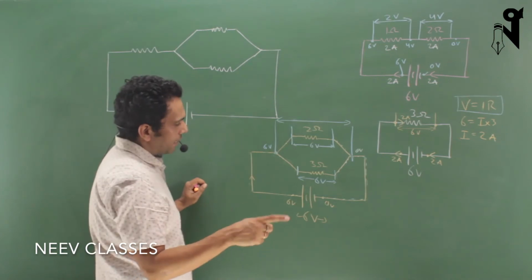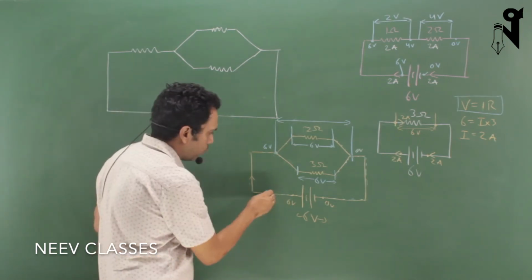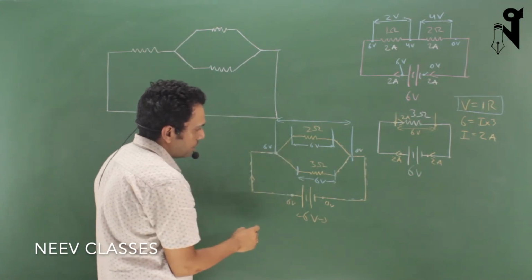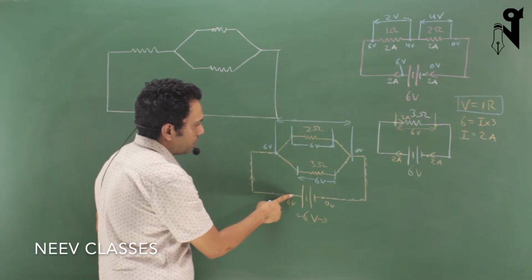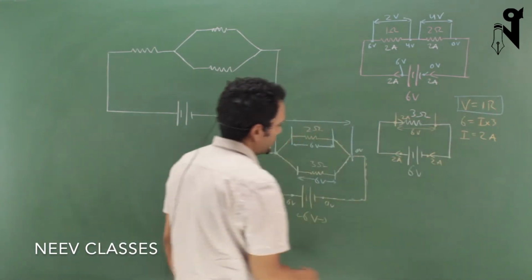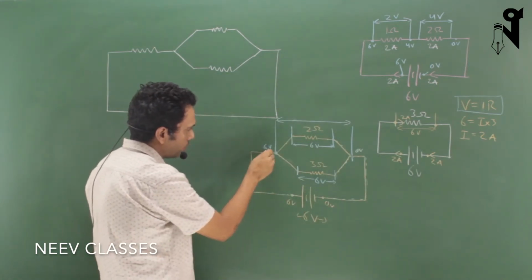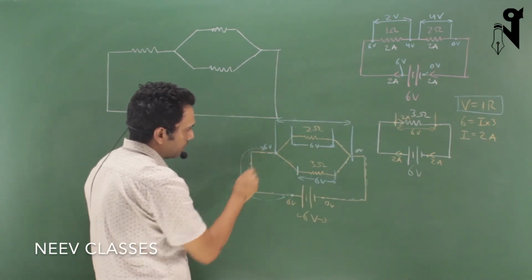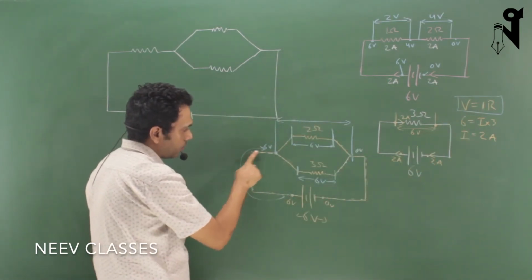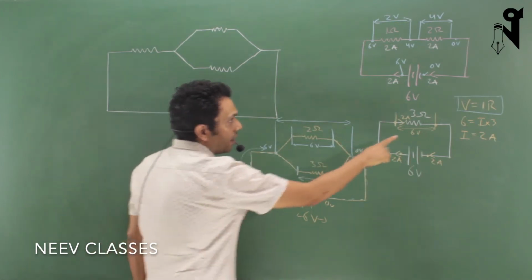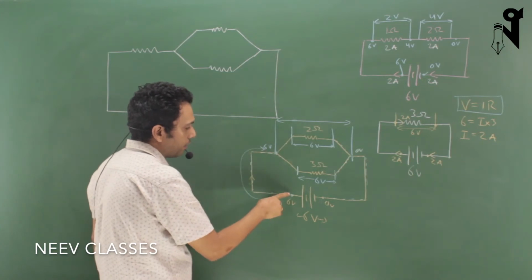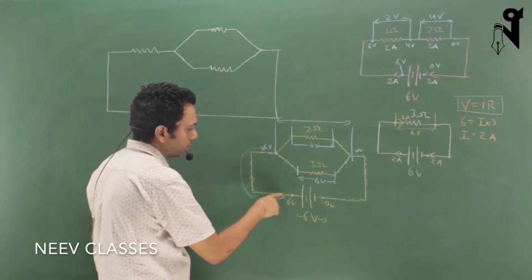I'll just emphasize one point again: why is this potential the same as this potential? Because if I want to know the potential drop across any two points, I apply the formula V is equal to IR, where V is the potential drop across the two points being studied, I is the current in that section, and R is the resistance of that conductor.